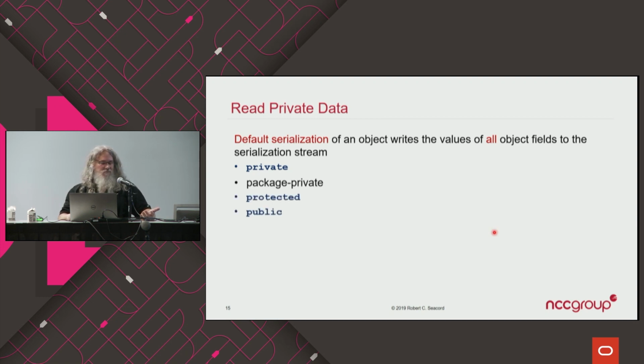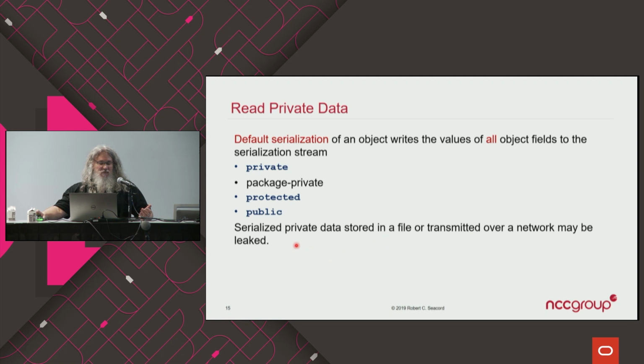So if you were thinking that somehow declaring a field private was part of your model for securing this object, or preserving the integrity of your customer's data, this suddenly becomes an issue. Any serialized private data that's stored in a file or transmitted over a network can be leaked. So once you serialize this private data, now you have to think about everywhere that goes and how you're going to protect it in every form it takes.